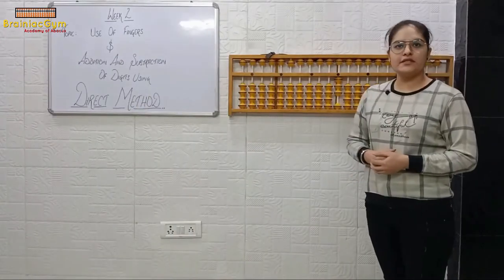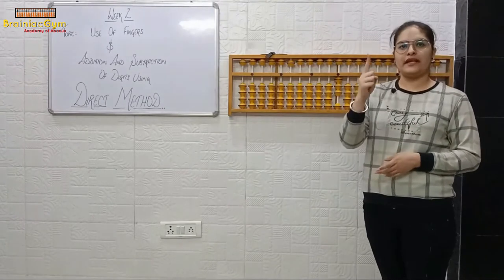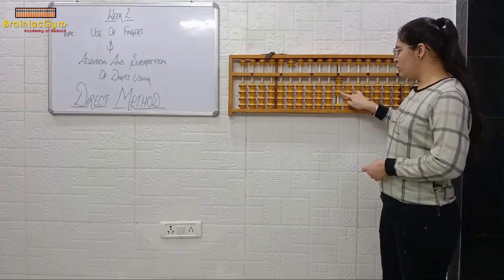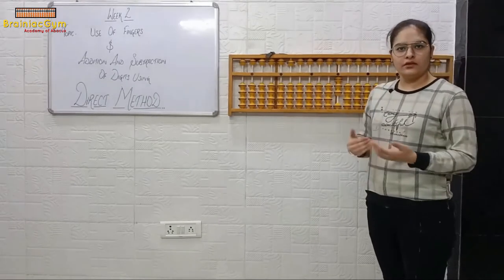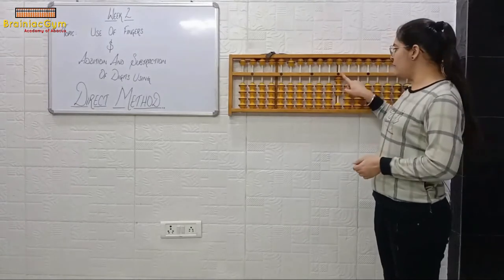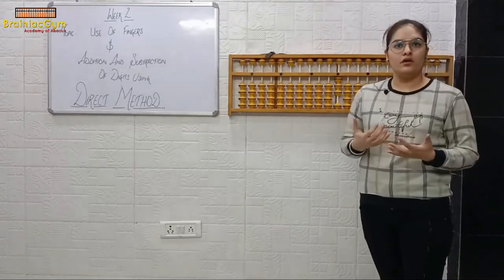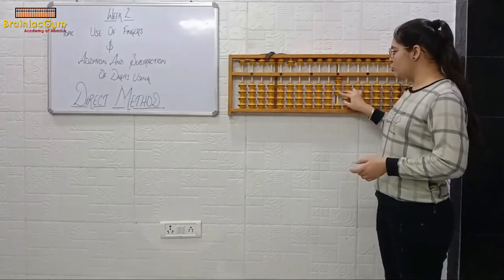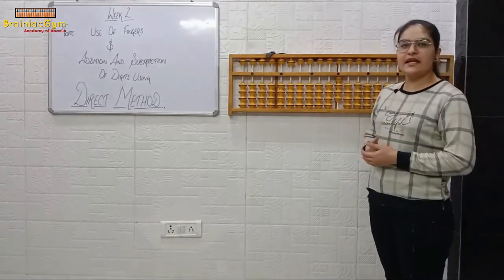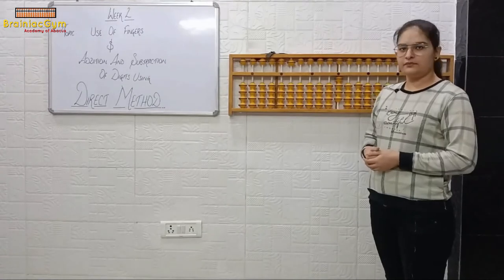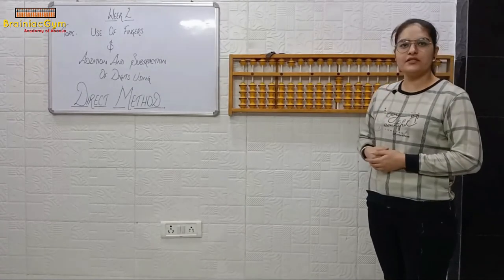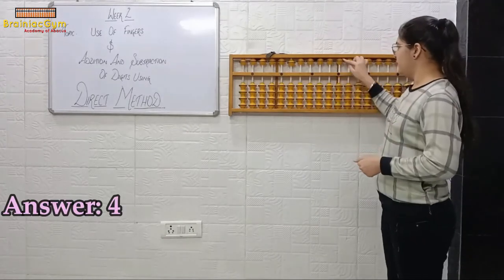So what's the answer? You will use your index finger to read the beads. 1, 2, 3. Answer is 3. In the last class, I've explained to you the beads which will touch the value bar will give you a value. So 3 beads touch. So answer is 3. Now tell me what's the answer? 1, 2, 3, 4. Answer is 4. Yes.